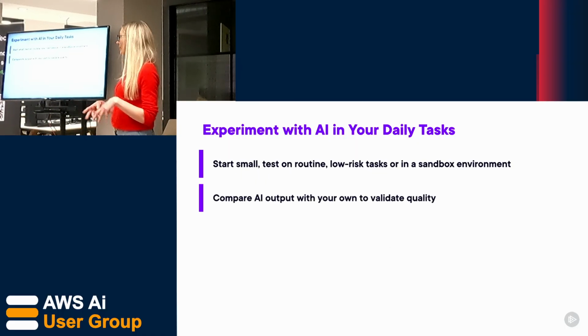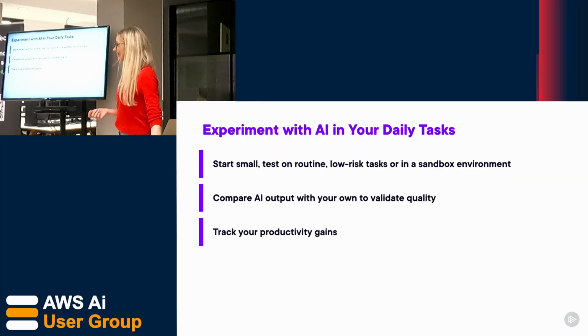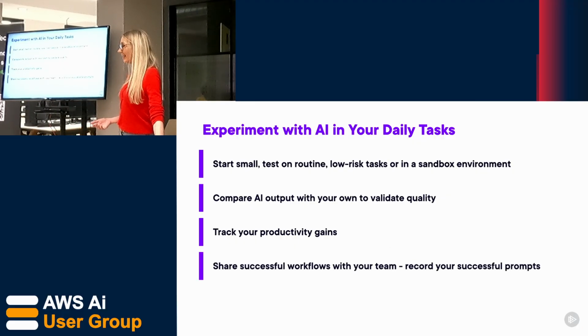Compare the output that you get with your own output to validate the quality and really give you that reassurance that it's doing the right thing. Track your productivity gains. That is really what got me on board with these kinds of tools, when I saw that I could do things faster, get bigger things done in less time. And share successes as well as failures with your team so that they can learn with you, so that they can also make suggestions, so that they can adapt or adopt some of the things that you've been doing and avoid some of the things that haven't been working so well.